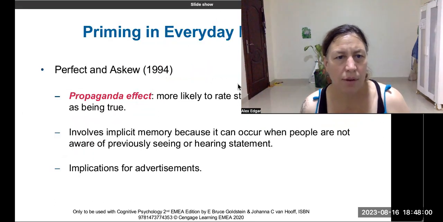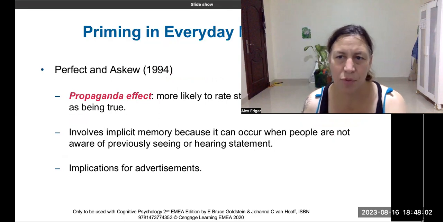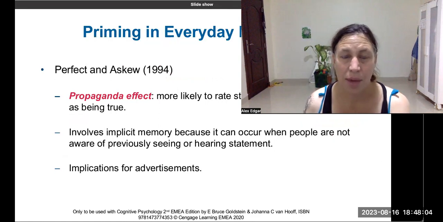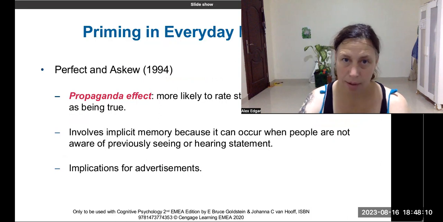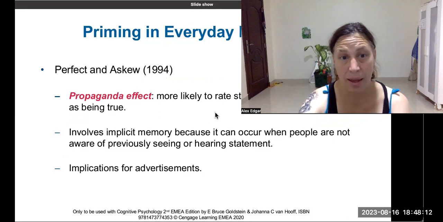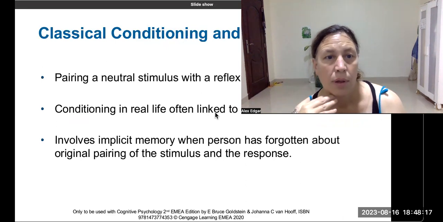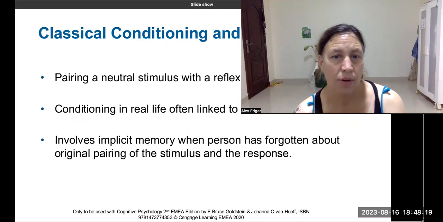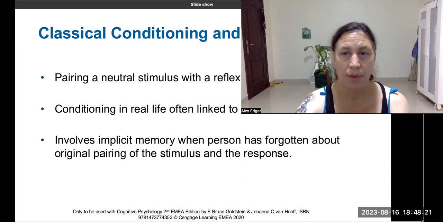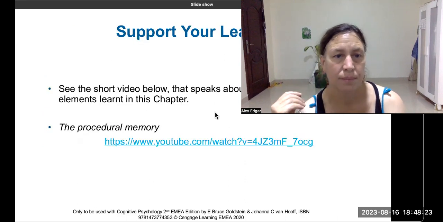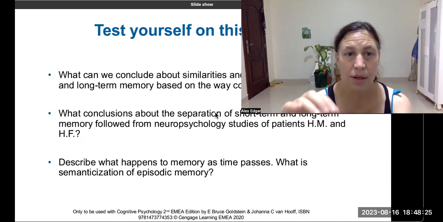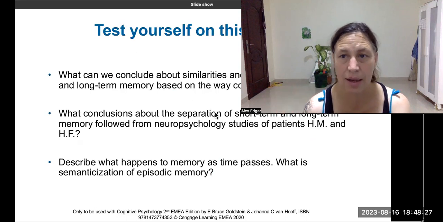Okay, the propaganda effect. This is priming, of which we are now. It's becoming a massive problem in society right now with adverts and propaganda and AI. Okay, classic conditioning can happen to people even if they've got amnesia. And that is that.